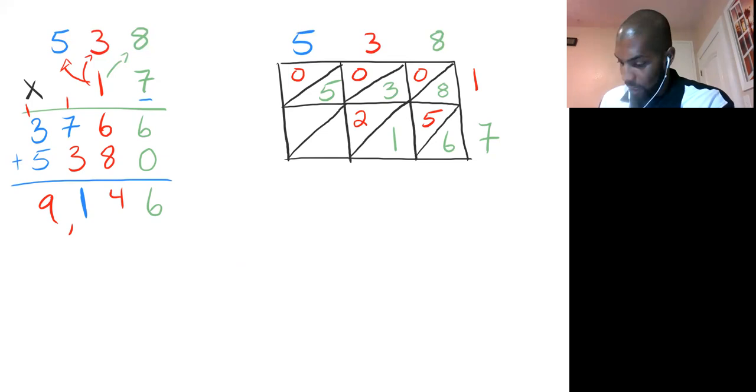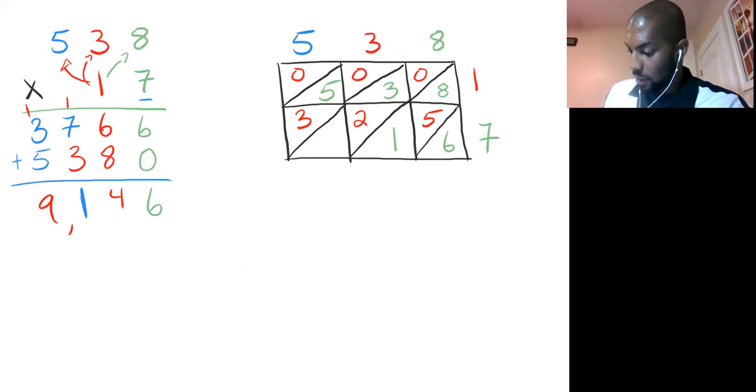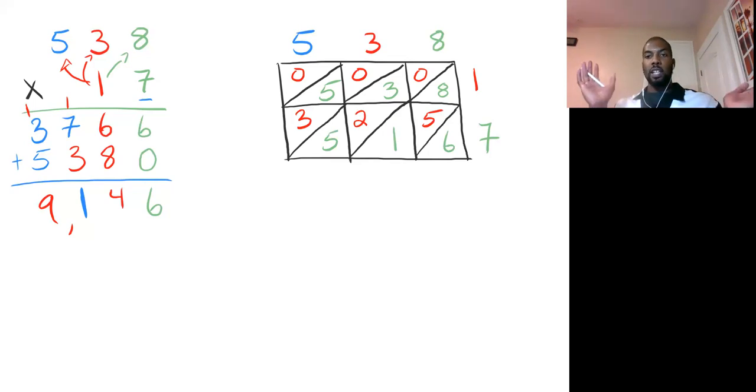I'm going to have a 3 in my 10 spot and a 35, and a 5 in my 1 spot. All right, so the multiplication is done. Look at how clean, look how Christmassy it is, right?